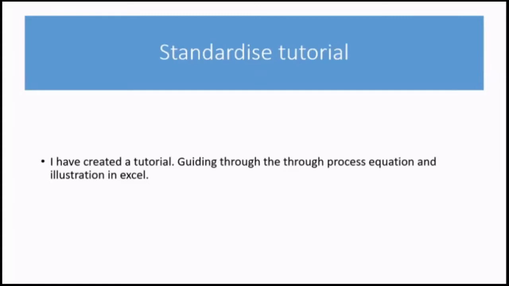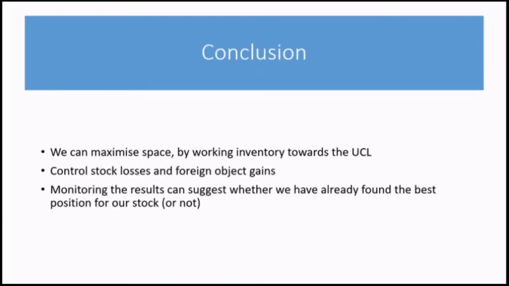I have created a tutorial just guiding you through the process step by step in each equation and what all these numbers mean. So as a quick conclusion, we can maximize the space by working our inventory towards our upper control limits. Control stock losses and foreign object gains are normally represented by a standard deviation, and monitoring these results can suggest whether we've already found the best position for our stock or not.